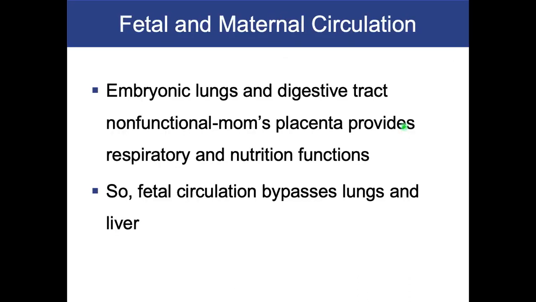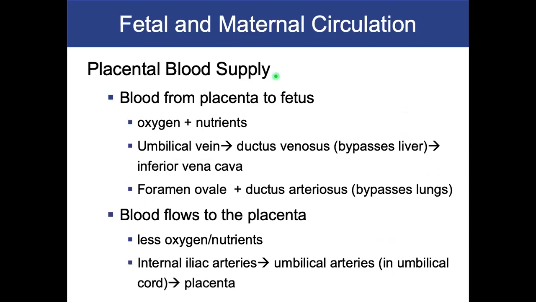Fetal and maternal circulation. So embryonic lungs and digestive tract are non-functional. Mom's placenta provides respiratory and nutrition functions, right? So fetal circulation bypasses the lungs and the liver. So blood from the placenta goes to the fetus.